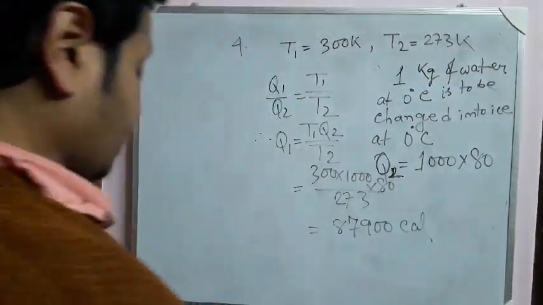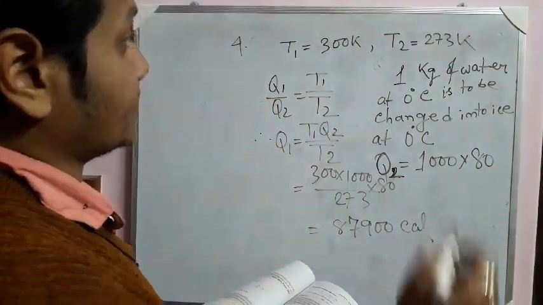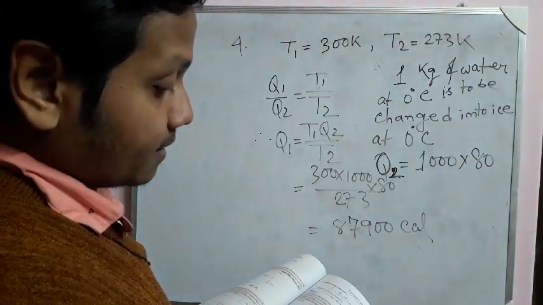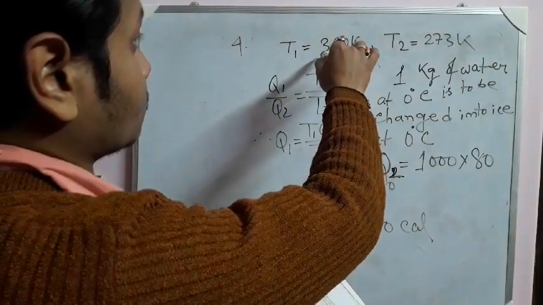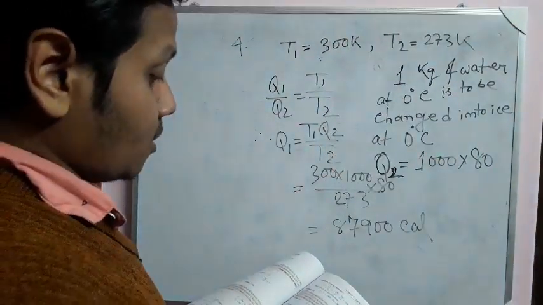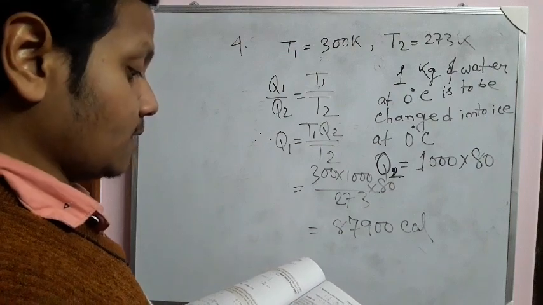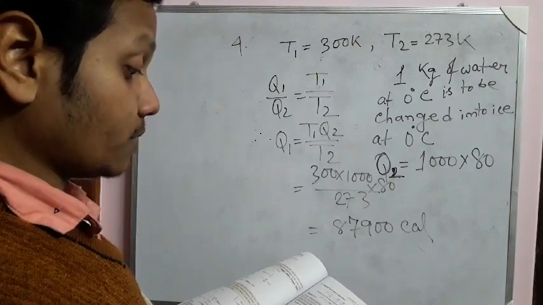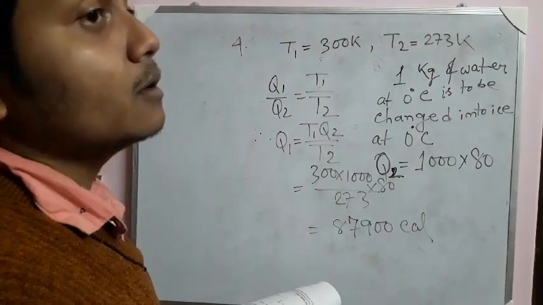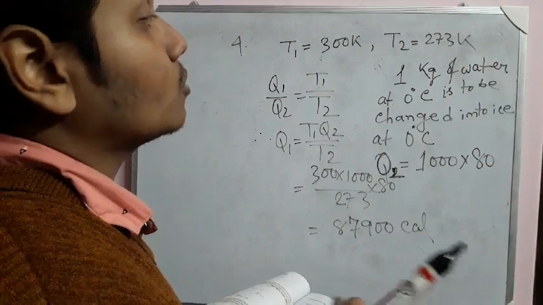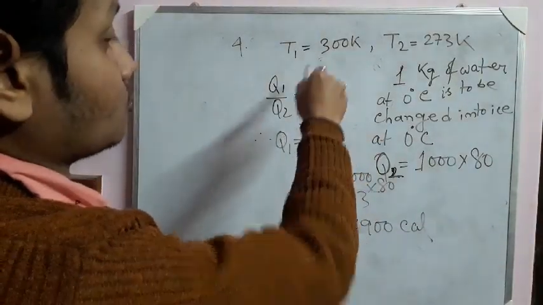I repeat the question. A Carnot refrigerator takes heat from water at 0 degrees Celsius, that means this is T2, and discards it to a room temperature at 27 degrees Celsius. That means room temperature is the source. 1 kg of water at 0 degrees Celsius is to be changed into ice. How many calories of heat are discarded at the room? That means you have to find out what amount of heat is given to the room, that is Q1, that is the source temperature.